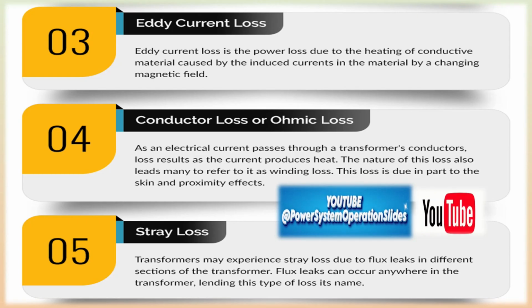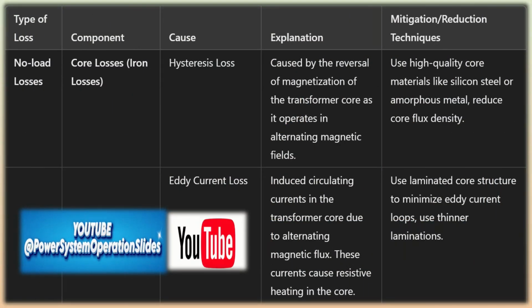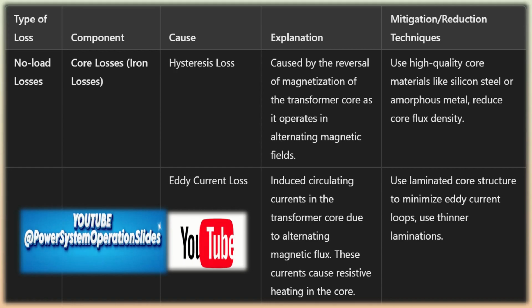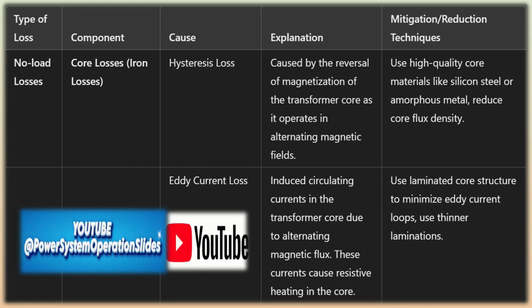Core losses, or no-load losses. These losses occur even when the transformer is energized but not supplying any load. They are primarily due to the magnetic field in the transformer core. Core losses are divided into the following types: hysteresis losses, caused by the repeated magnetization and demagnetization of the core material as the alternating current passes through the transformer. Dependent on the material properties of the core and frequency of operation. Proportional to the area of the hysteresis loop of the core material.